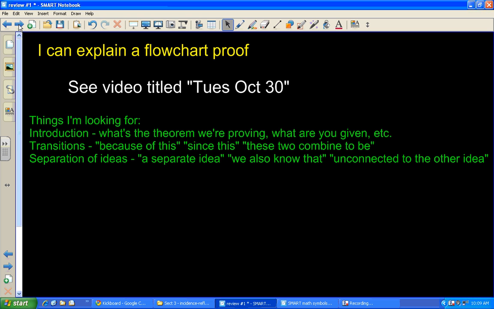Alright, let's go into everybody's favorite that everybody's kind of terrified of. I can explain a flowchart proof. The idea is, I'm not going to make you make a flowchart proof. You don't have to translate it all on your own or anything like that. But you do need to know what a flowchart proof is and how it works.